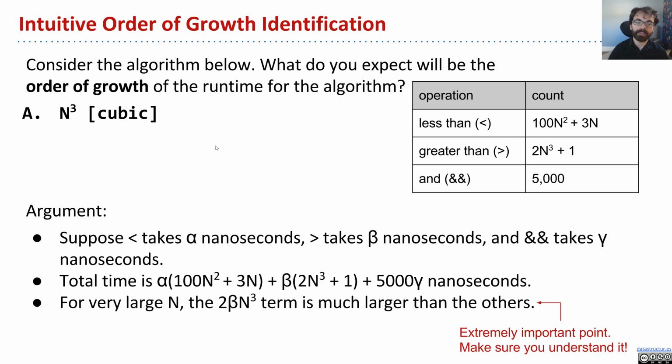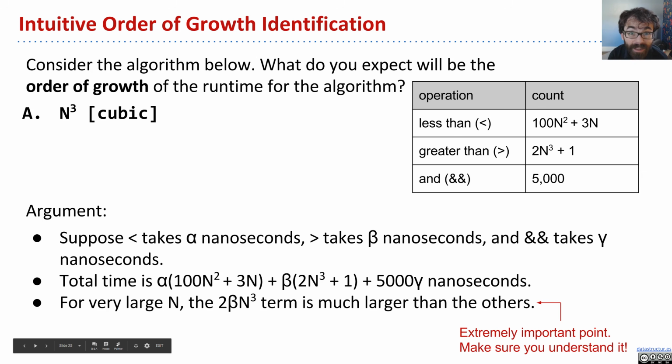So let's suppose that less than takes around alpha nanoseconds, greater than takes around beta nanoseconds, and and takes around gamma nanoseconds. So in that case, the total time would be alpha times the number of less thans, plus beta times the number of greater thans, plus gamma times the number of and operations. So if we look at this expression and we say, for a very large n, what is the shape of this overall summation of these different operations? Only the 2 beta n cubed term would matter.